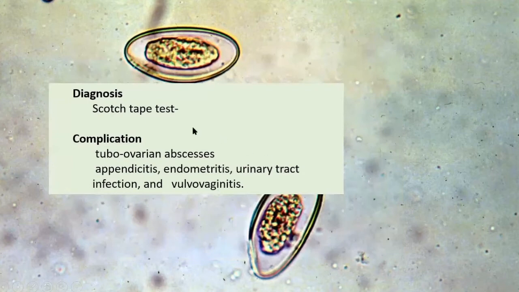The diagnostic exam for this disease is the Scotch tape test. This test looks for eggs from the perineal region under a microscope to identify the specific parasite that invaded the perineal region. The complications are tubo-ovarian abscess, appendicitis, endometritis, urinary tract infection, and vulvovaginitis.